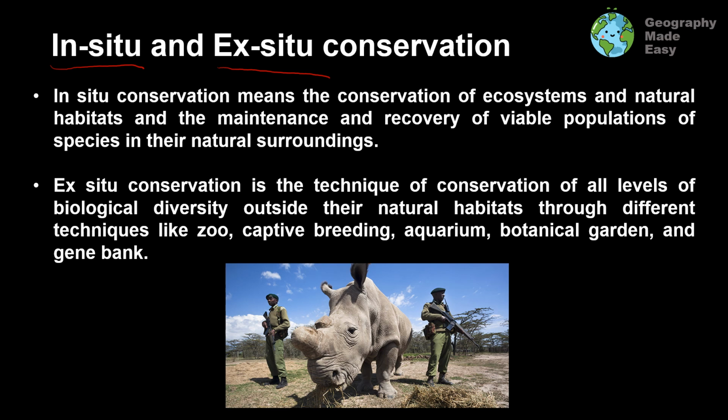When conservation is done outside the natural biological area where the particular species lived, it is called ex situ conservation. Some examples of ex situ conservation are zoo, captive breeding, aquarium, botanical garden, and gene bank. So even these methods are being applied to conserve the species.